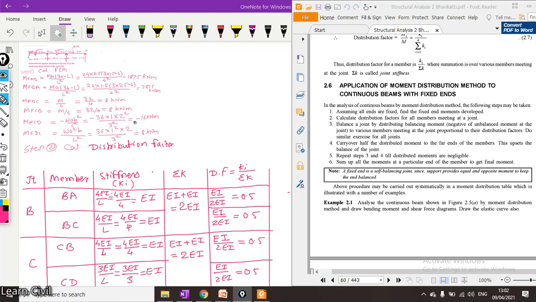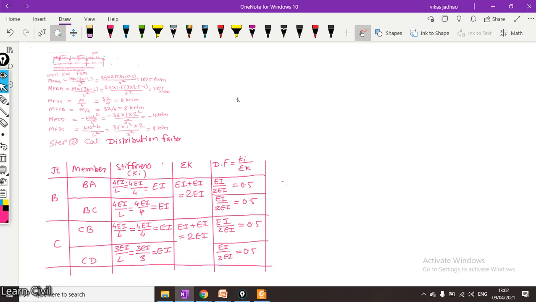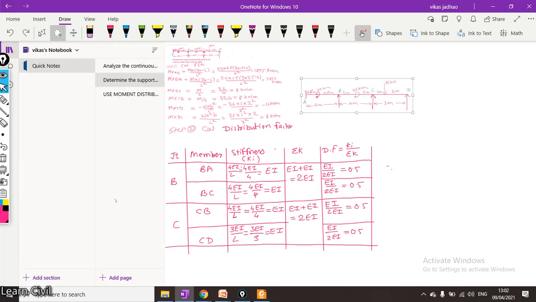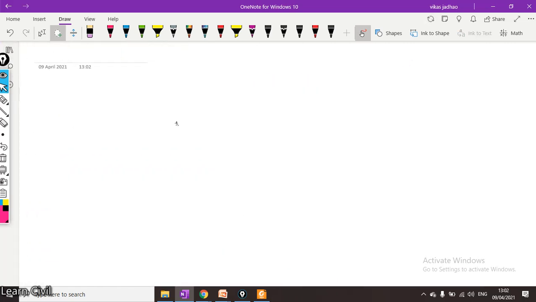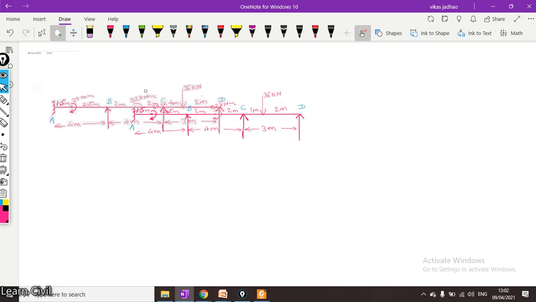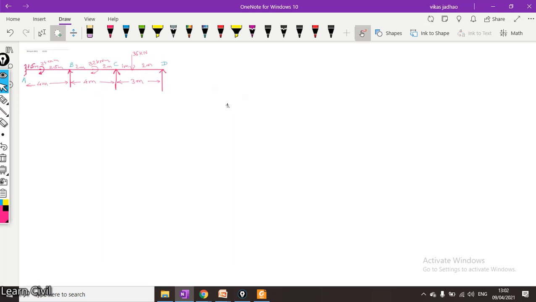Okay, so next step, we will be drawing the moment distribution table. This is your problem, or otherwise I'll take this on a new page. Okay, this is our problem.